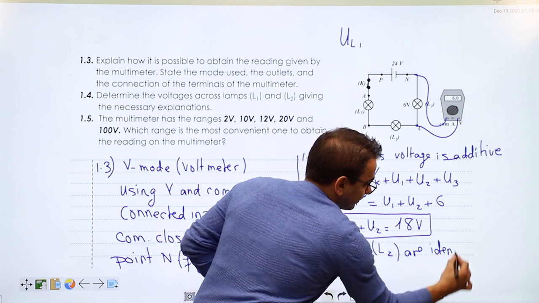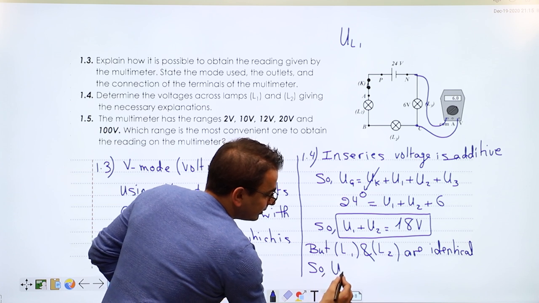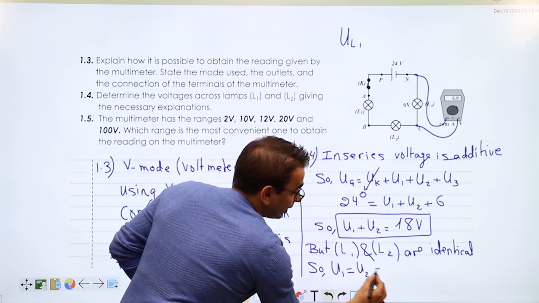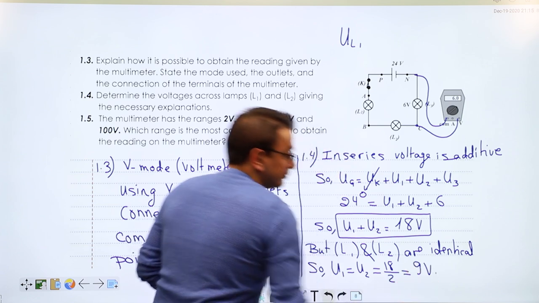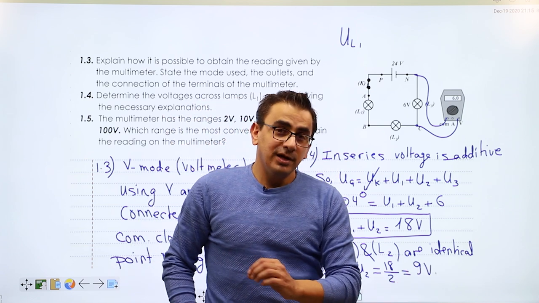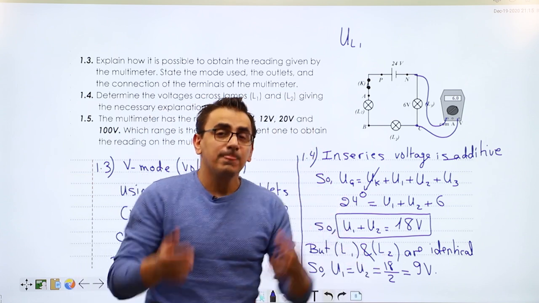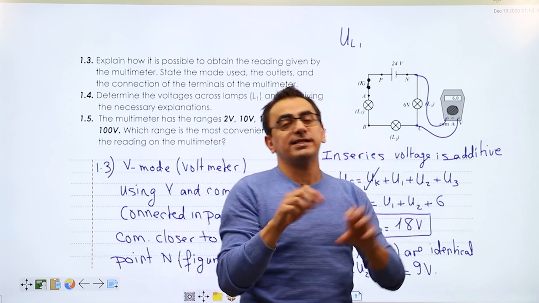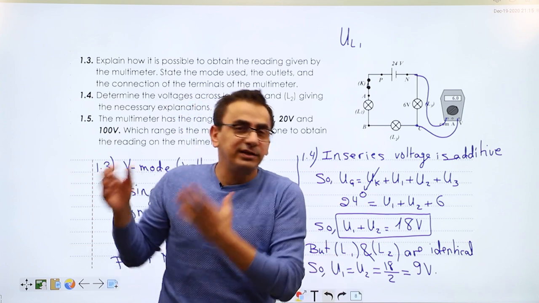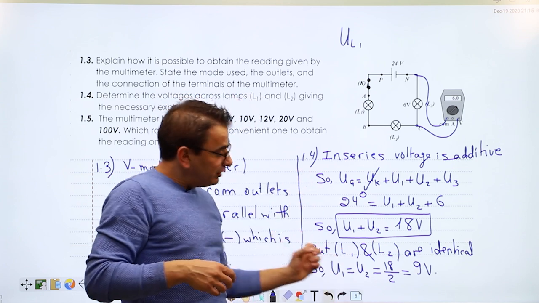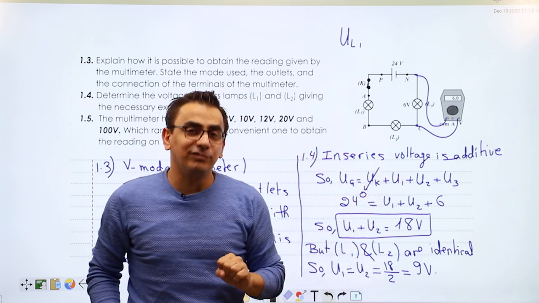That means voltage 1 equals voltage 2 equals 18 over 2, which is 9 volts. So each lamp takes 9 volts. Now, you can explain further here and say L1 and L2 are identical, therefore they take the same voltage and the same current. Now, being in series, they have the same current, which is something we do not need to argue about. Since we're interested in the voltages, to have the same voltage and add up to 18, each voltage should be 9 volts.